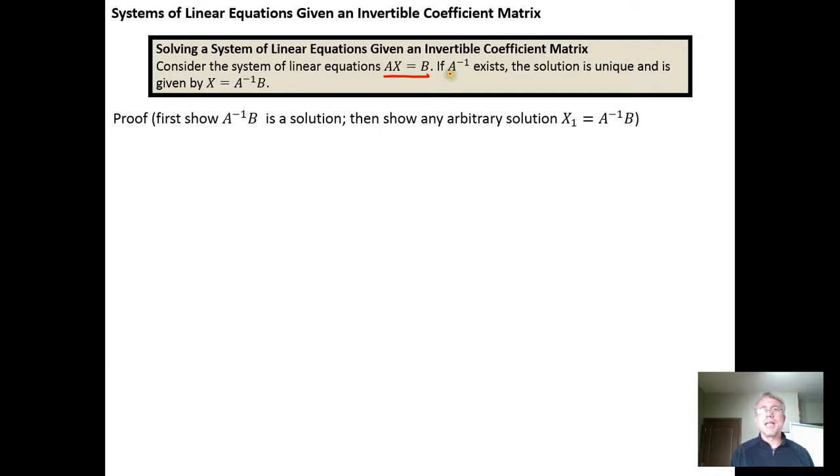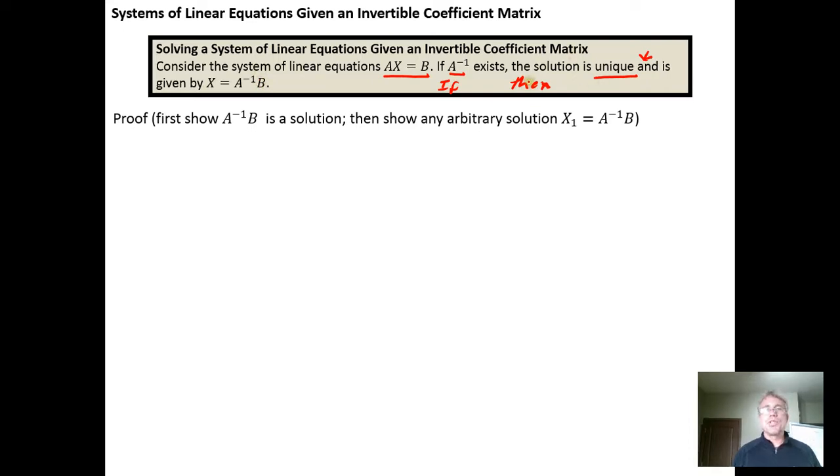And the claim is that if A inverse exists, as opposed to not existing, because remember, a square matrix A doesn't need to have an inverse, and we've already seen an example in a previous video where A inverse didn't exist. So the claim is that if A inverse exists, then the solution, so this is an if-then statement, so it'll require an if-then approach to the proof. So if A inverse exists, the solution is two things. It's unique and it's given by A inverse B.